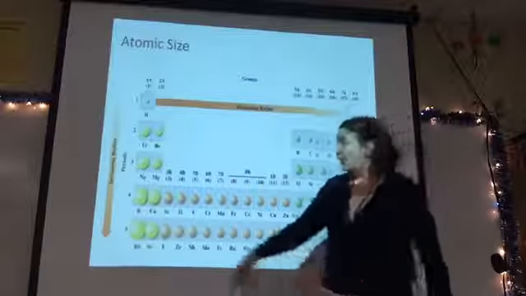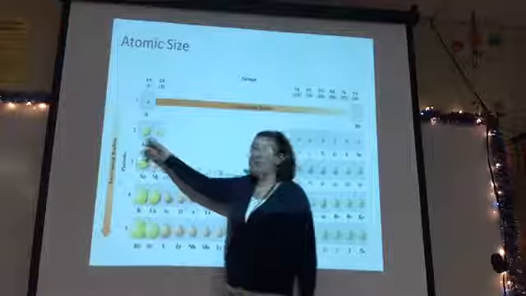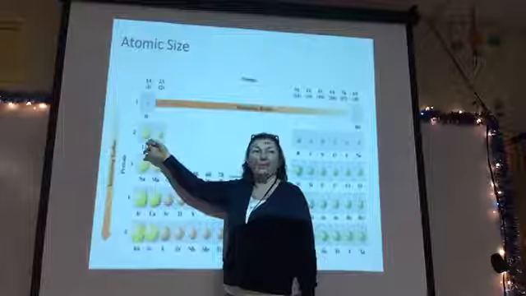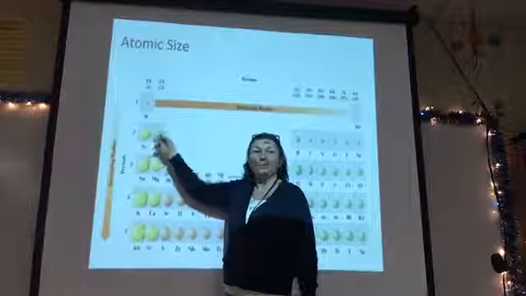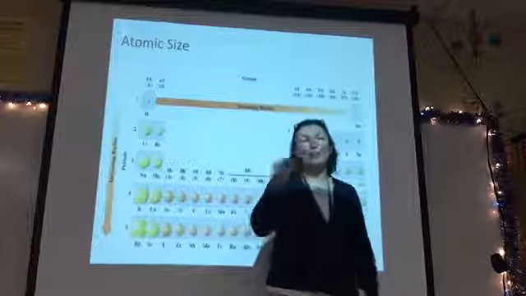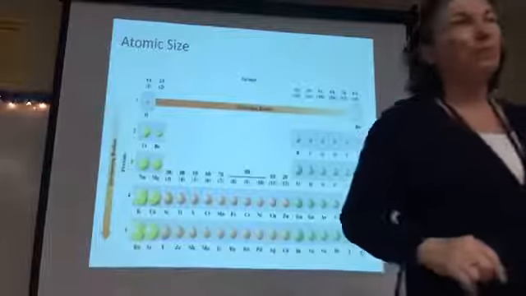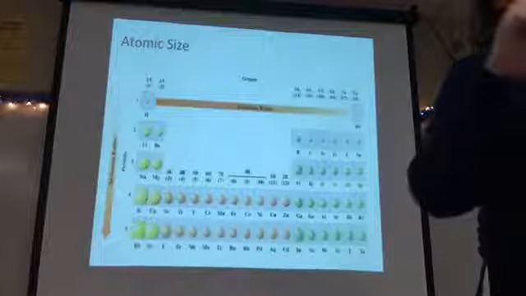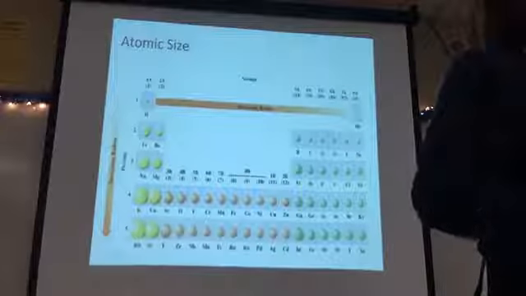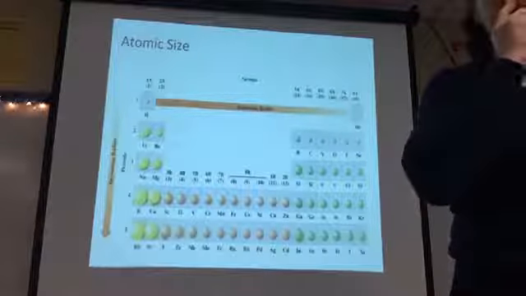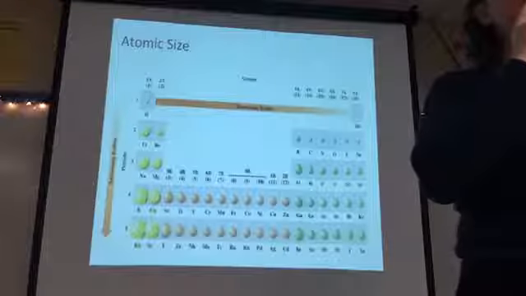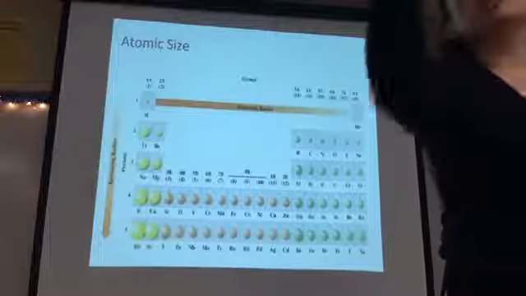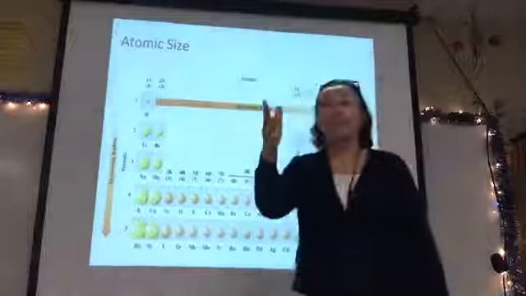What's lithium's outermost shell? 2s1. What's that 2 and that 5 mean? You said 5s1 and 2s1. What's the 5 and the 2 mean? Not electrons. How many shells? Thank you, Kevin. How many shells they have?